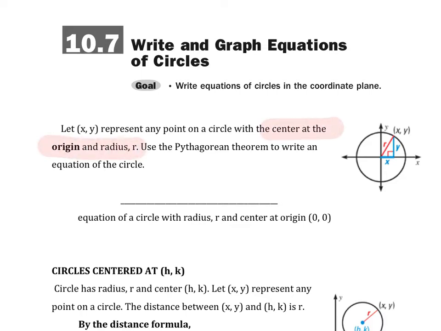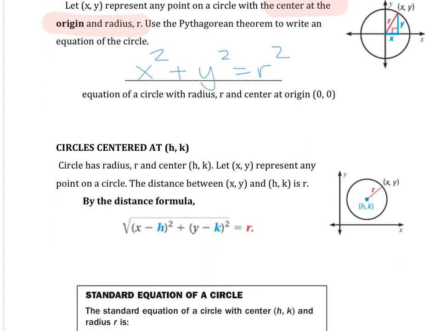You look at the drawing, you can see that we could use the Pythagorean theorem to write an equation of the circle, which would be x squared plus y squared equals r squared. But that is only if our circle is at the center, the origin. If our center is at the origin, that means our center is 0, 0.